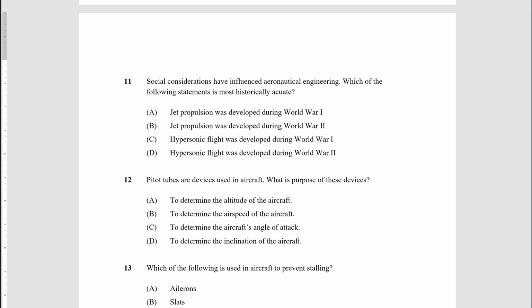Hypersonic flight is when it's going substantially faster than, say, I think it's about Mach 5 is considered hypersonic flight. If you've seen the Top Gun movie, when he goes at Mach 10, that's hypersonic flight.